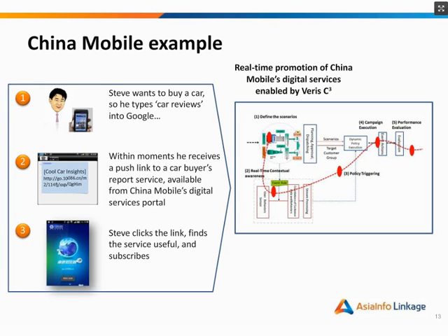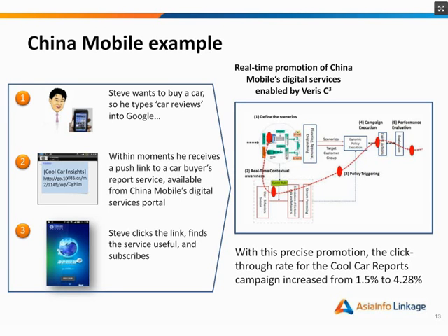So the user experience for the marketing campaign here is a bit like internet search advertising, except it's from China Mobile rather than Google, and it works with any search engine. So when Steve types the relevant search terms into the search engine on his phone, he receives a push message prompting him to try the car buyer's report service.